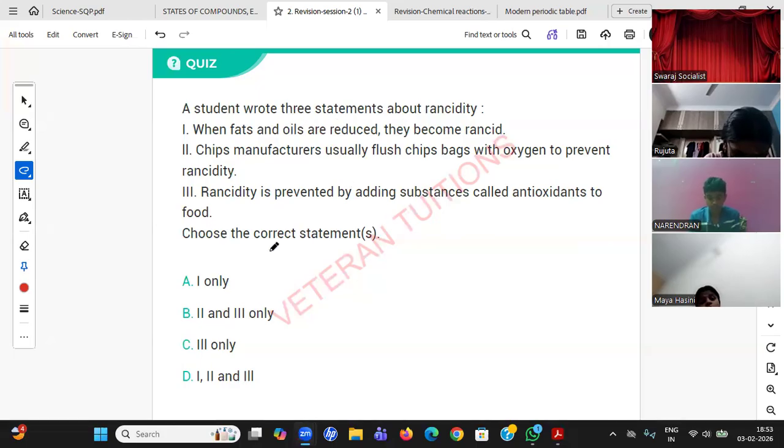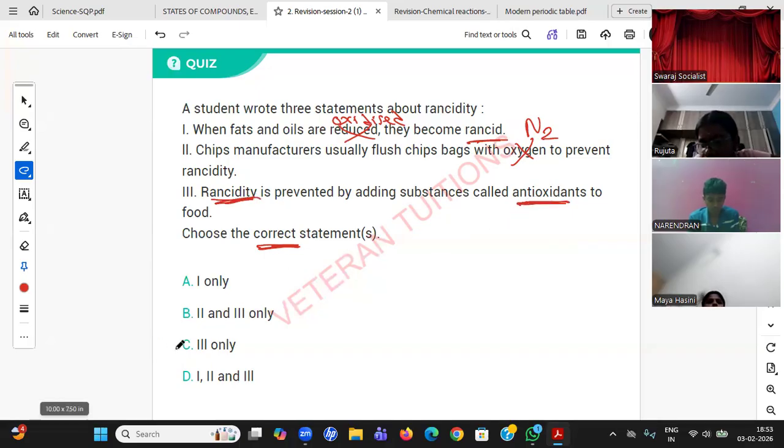Three statements about rancidity, choose the correct statement. When fats and oils are not reduced, they are oxidized. You see how technical words are there. Fats and oils are oxidized, then only they become rancid. Chip manufacturers usually flush chips with nitrogen. I want to avoid oxygen, so how can I fill with oxygen? Nitrogen. Rancidity is prevented by a substance called antioxidant. Rancidity means oxidation. If I add antioxidant, I can preserve the food. So only 3 is the right option, students.